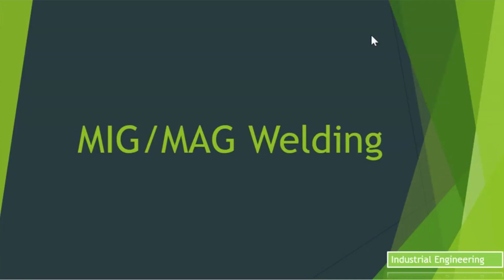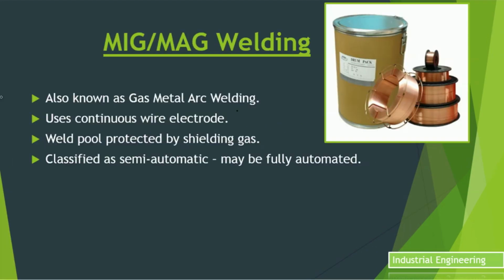In this video we are going to learn metal inert gas welding, metal active gas welding. In the United States it is also known as gas metal arc welding. It uses a continuous wire electrode made up of the same parent metal which is to be welded, and it is very useful if you are welding long length joints.